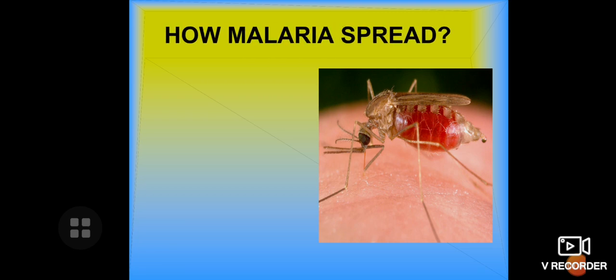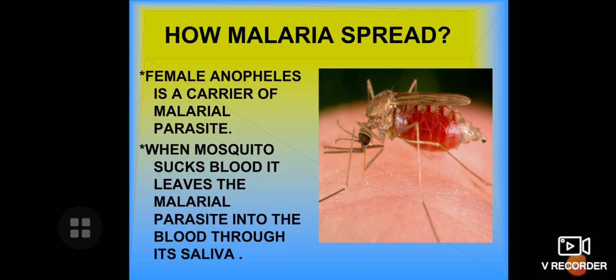and after this we have done a little extra study about malaria, how malaria is spread. A detailed study of this topic we have gone through. Here we have come to know that the female Anopheles is a carrier of the malarial parasite. When the mosquito sucks blood, it leaves the malarial parasite into the blood through its saliva.